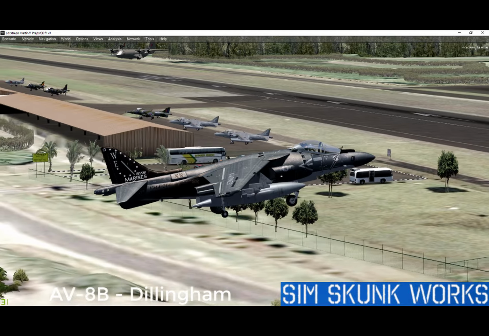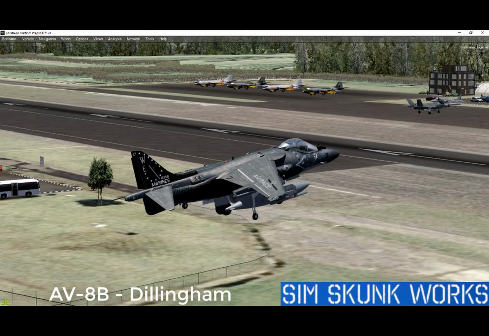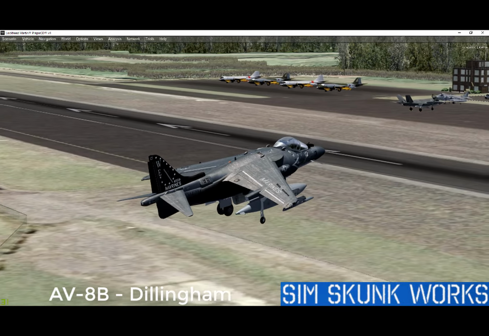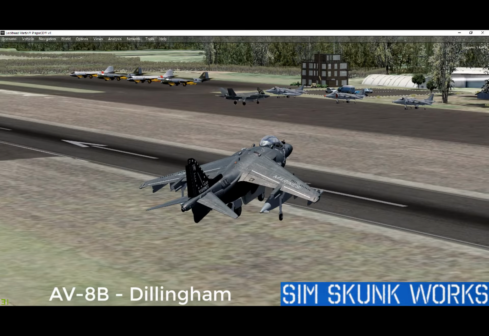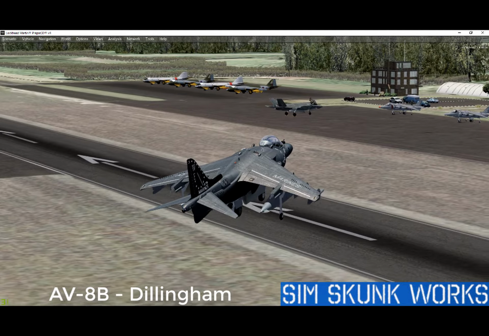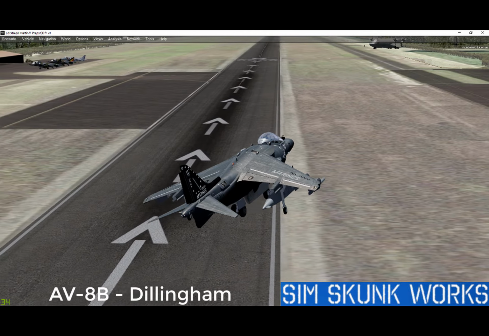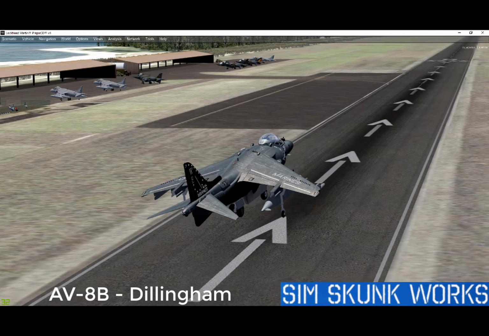The American designation for this was the AV-8B Harrier II. On 12 December 1983, the first production AV-8B was delivered to the US Marine Corps. The AV-8B is primarily used for attack or multi-role tasks.